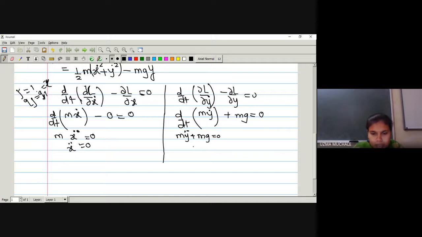Here also mass is a constant term. We can keep it outside, and after keeping it outside, we can divide. m y double dot plus g is equal to 0. So what will be the equation? y double dot plus g is equal to 0. How are you going to solve the equation x double dot is equal to 0? We solve it with the help of integration. What will be the integration of this equation with respect to t?